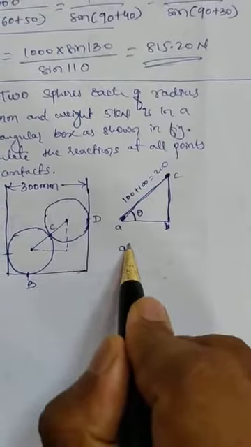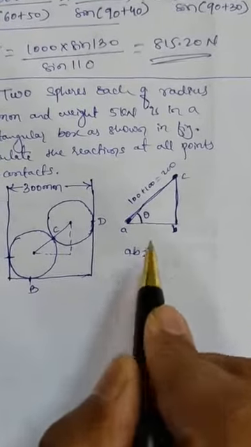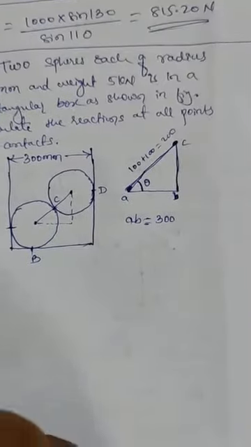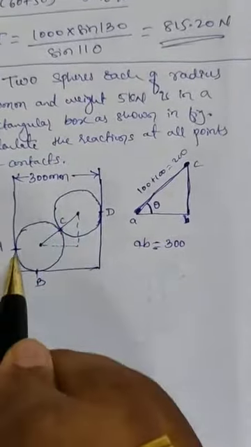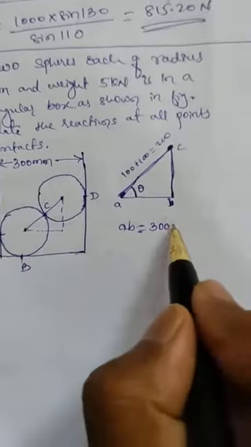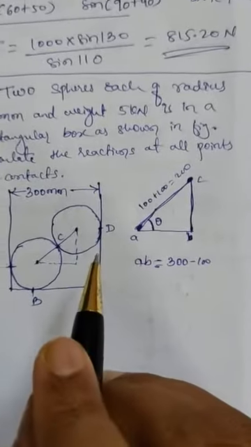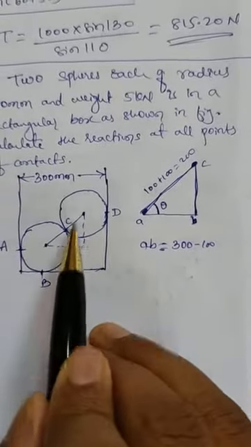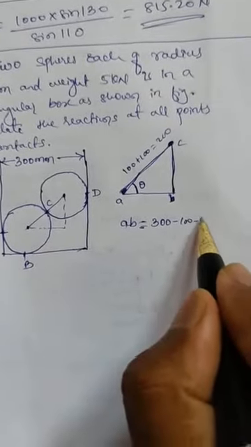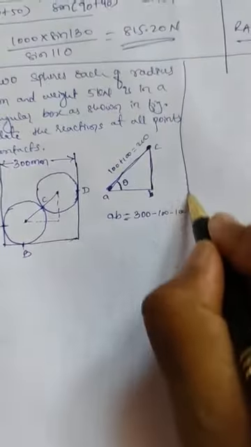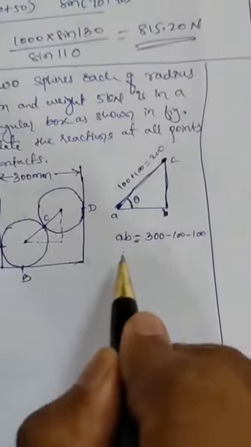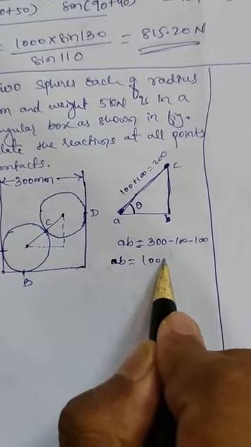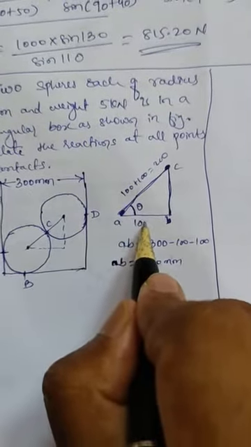To calculate small ab, the total width is 300, so first write 300, minus, in which if I remove one radius of this circle, which is 100, minus one radius of the other circle. If I remove this radius as well as this radius, I will get this distance, so minus again 100. So small ab is equal to 300 minus 200, which is 100 millimeter.